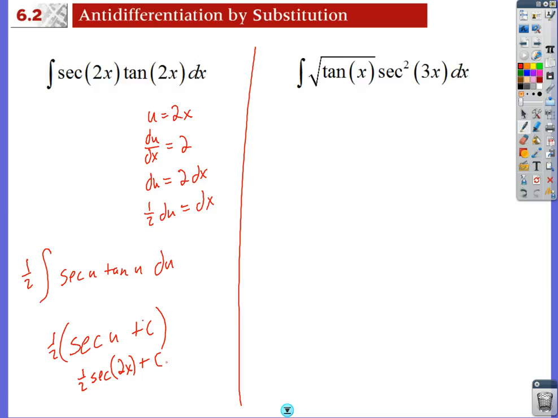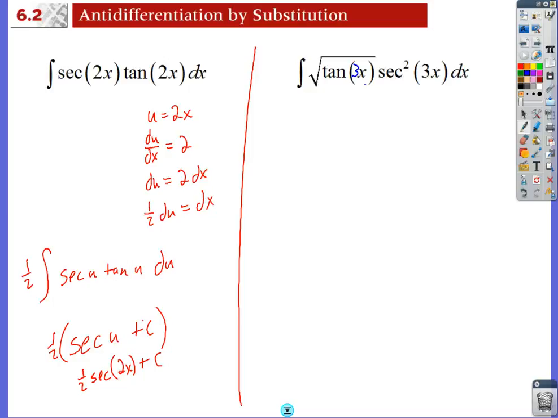Again, there's my answer. Switch over here. I have actually an issue on this one. Again, on your notes, this should be a 3x on the inside. That's a mistake on my part. Okay, well, now I take a look. Well, the square root of tangent 3x secant squared 3x. This is getting annoying. I have no idea.